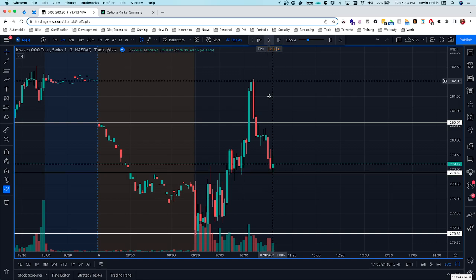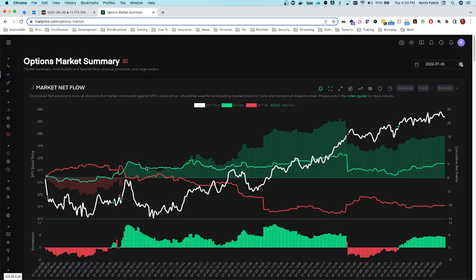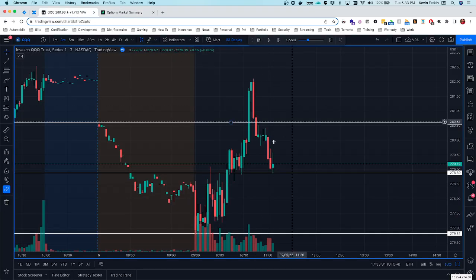And as you can see, now if you had taken puts here at any point here, yes, you would have been profitable. Me personally, market structure is still showing up. Market net flow is now confirming that market structure. So I am holding on to see what happens. And here I'm really looking for indications that this level is going to hold.